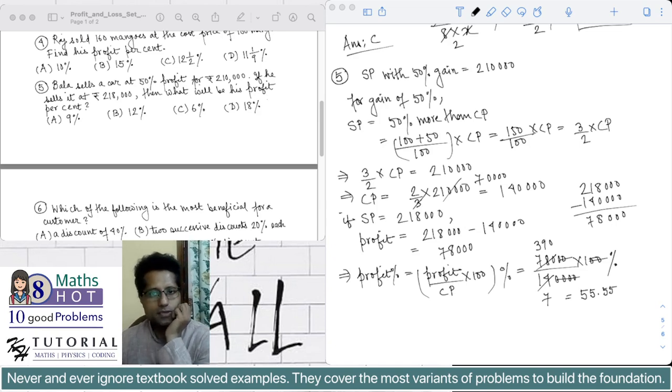1,40,000. Now it is saying that if he sells it at rupees 2,18,000, then what will be his profit percent? So if the selling price becomes 2,18,000, the profit becomes 2,18,000 minus the cost price, which is 1,40,000. So what is the profit? 2,18,000 minus 1,40,000, which is 78,000.